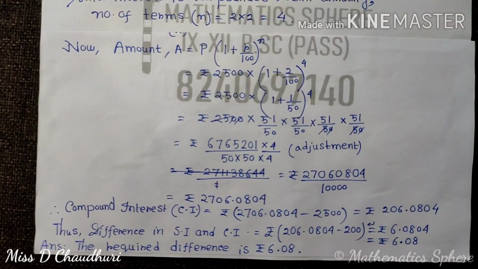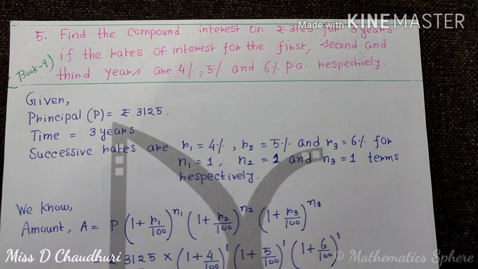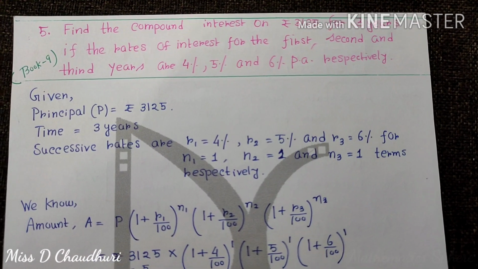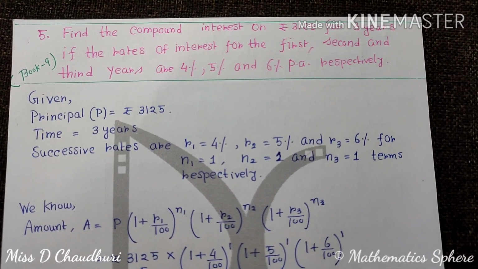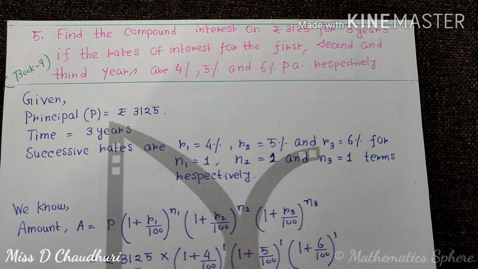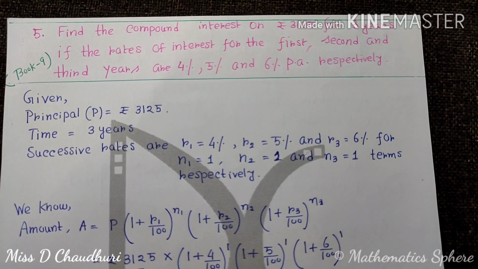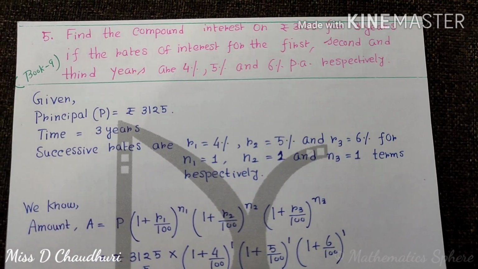Okay, easy question. Let's go to the next question. It says find the compound interest on rupees 3125 for 3 years if the rates of interest for the first, second and third years are 4%, 5% and 6% respectively. This comes the question of successive rate.